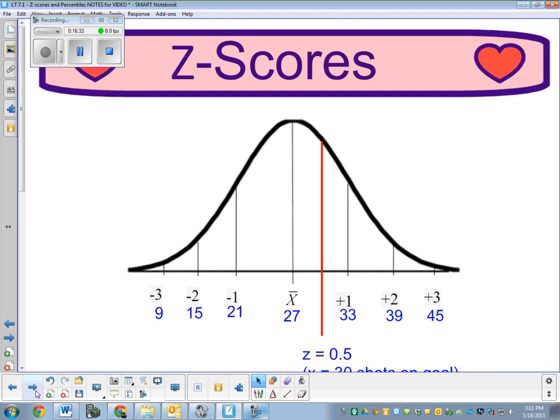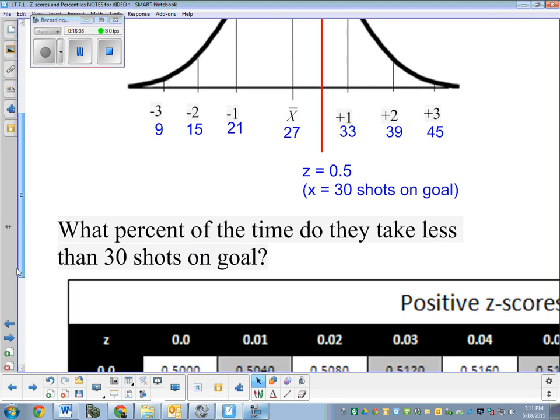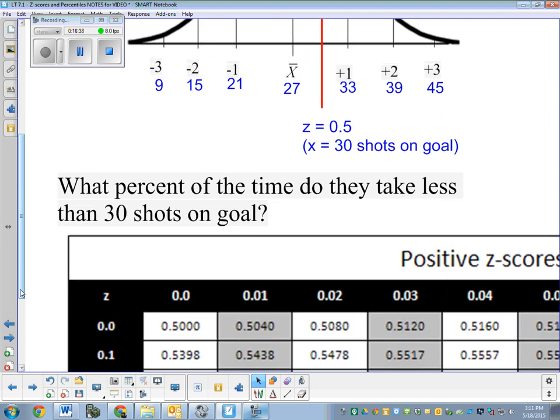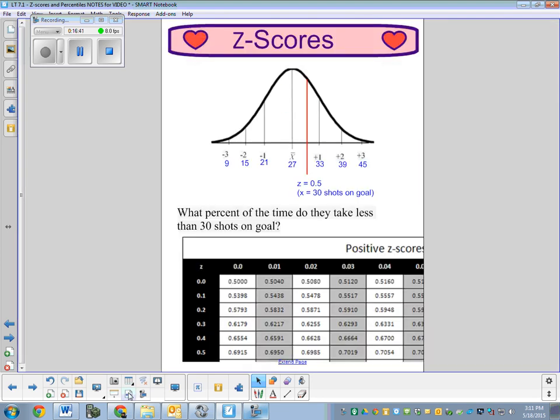And we're going to look up our z-score of 0.5. So we're going to go to our z-table on the positive side, 0.50 if it doesn't have that second digit. 0.50, where do they intersect? And here we are, 0.6915. That's this area here. That's the percent of the time that the Blaine hockey team takes 30 or fewer shots on goal. So now here's one for you to try on your own.